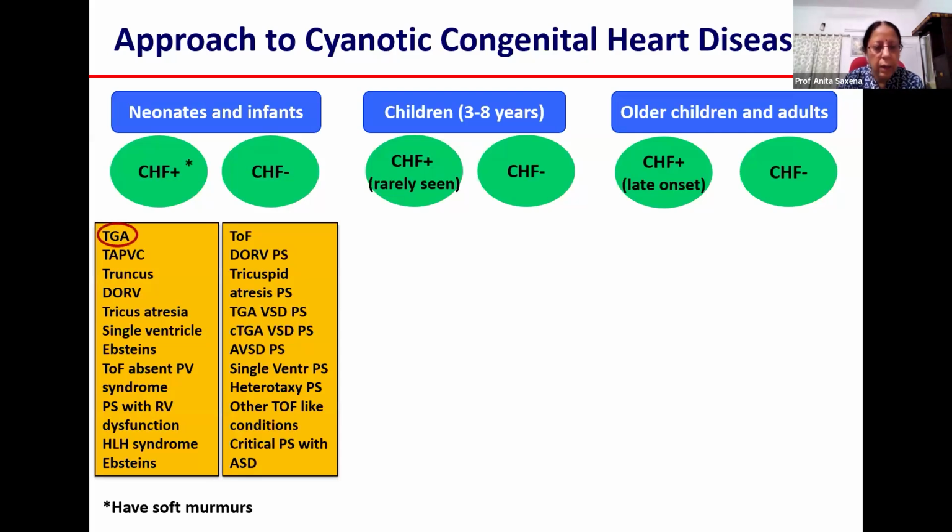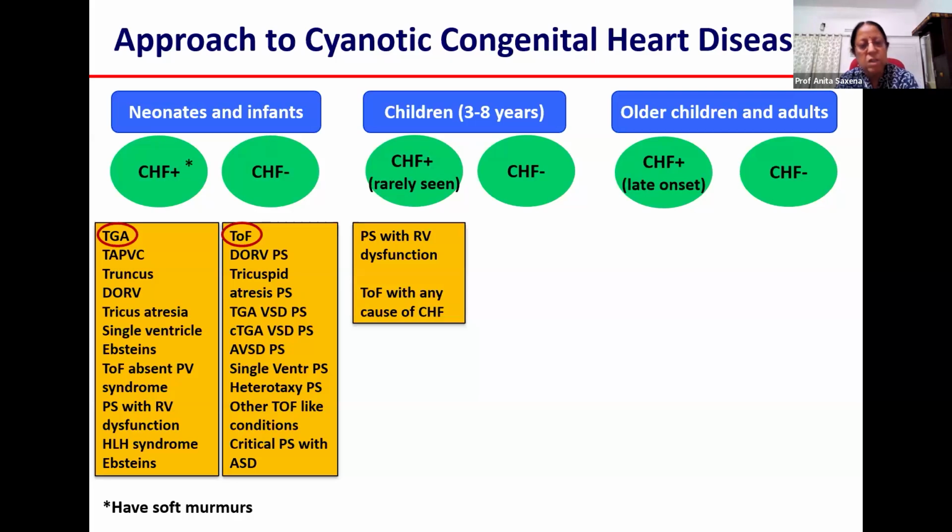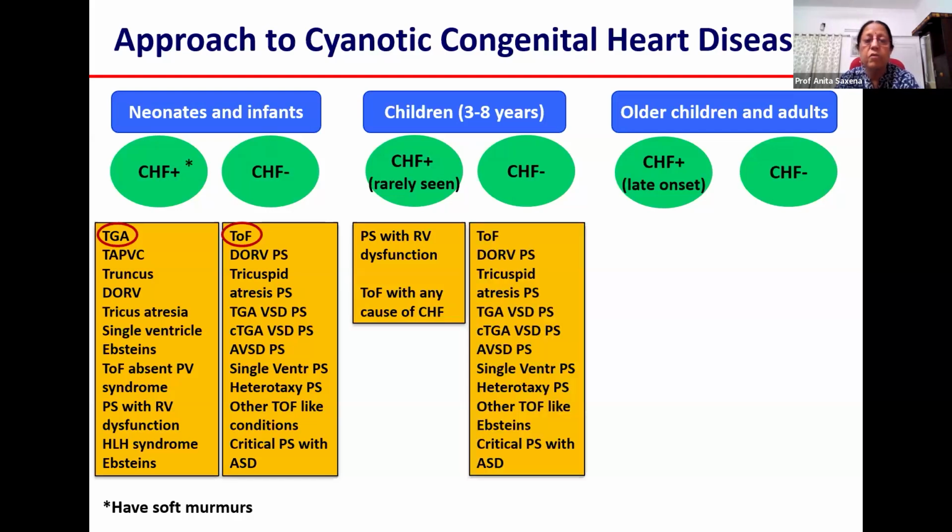Older children, again here tetralogy is going to be quite common. In older children, heart failure is very uncommon. If it is present, you have to think of some ventricular dysfunction and causes of heart failure in tetralogy, which I'm sure all of you know. But if there is no heart failure, again, tetralogy becomes the commonest lesion or tetralogy physiology.